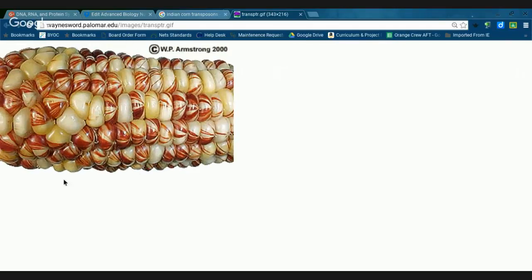So this is what I was kind of talking about. You can see the white, I think this is white, and the yellow corn kernel, and I don't see any pure purple corn kernels. You can see how this kind of looks streaky here and up here. Okay, so these streaky kernels are the result of a transposon.